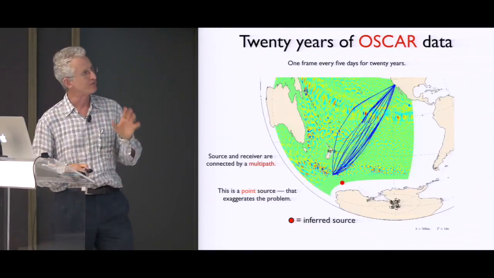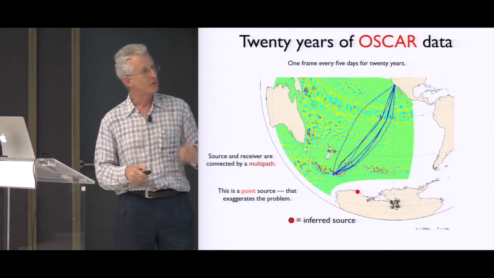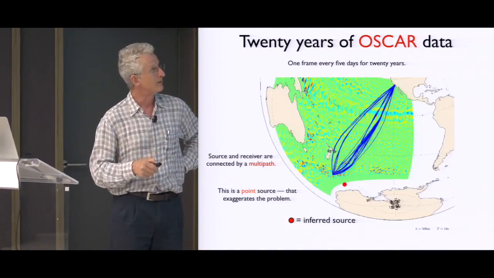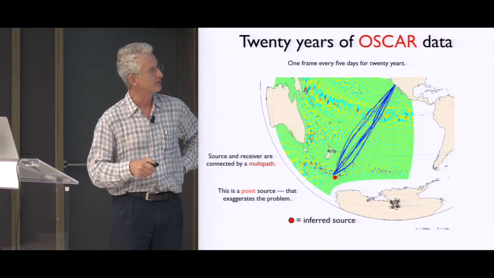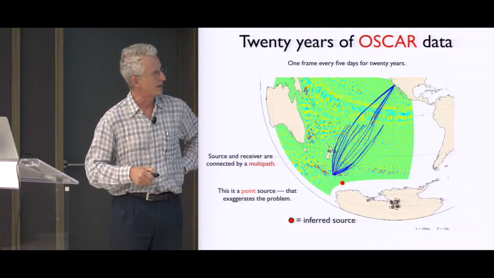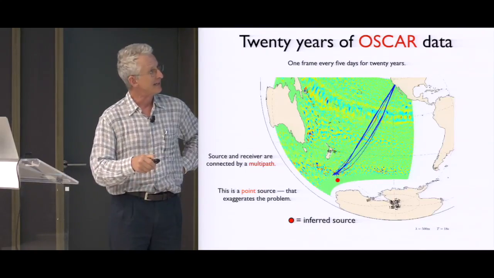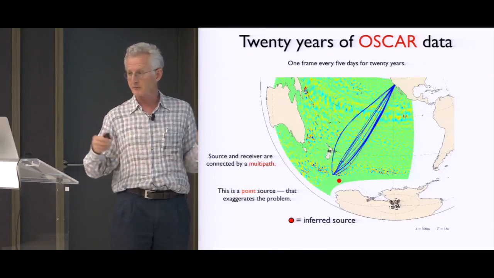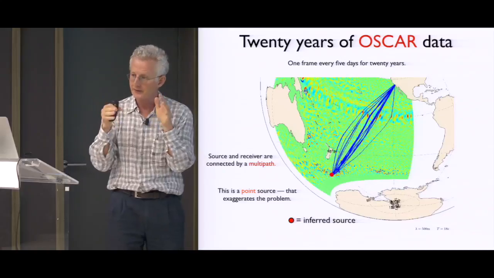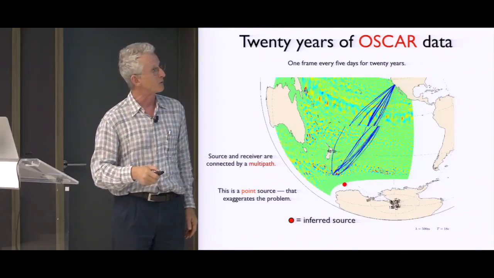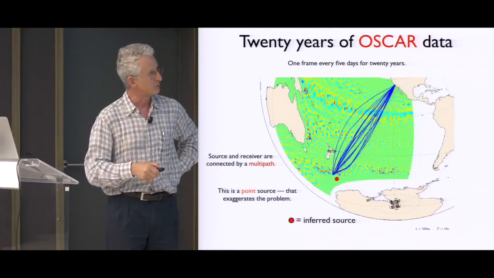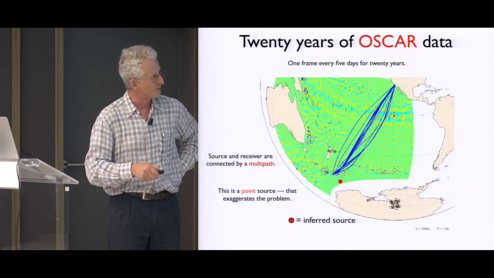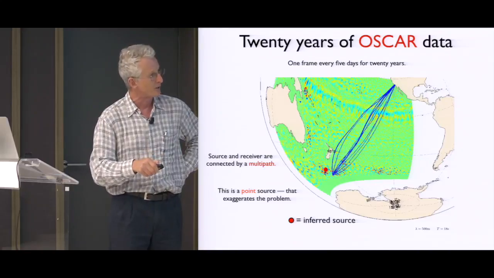So this is an animation of 20 years of OSCAR data. You get an estimate of the sea surface currents every 5 days. This is a point source. I'll talk about extended sources later. What you would see at the observatory is rays coming from a lot of different directions bombarding you. And if you took the mean of those directions, that would give you a source which is moving around like this.